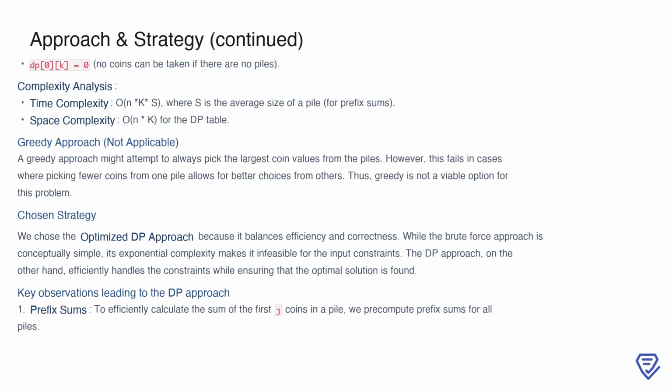While a greedy approach might seem tempting, where we always pick the largest available coins, this strategy fails in scenarios where taking fewer coins from one pile leads to better options in subsequent piles. Therefore, a greedy approach is not viable for this problem. Based on these considerations, we select the optimized dynamic programming strategy as our solution.